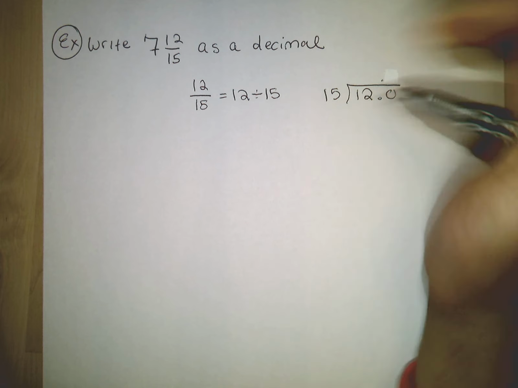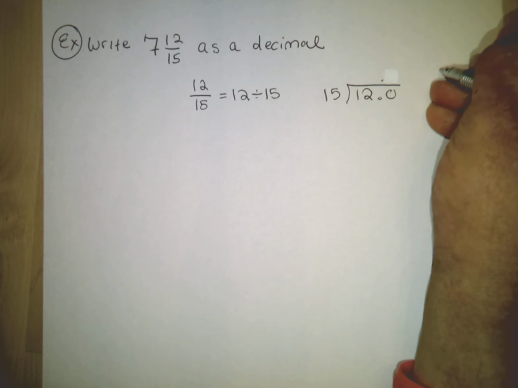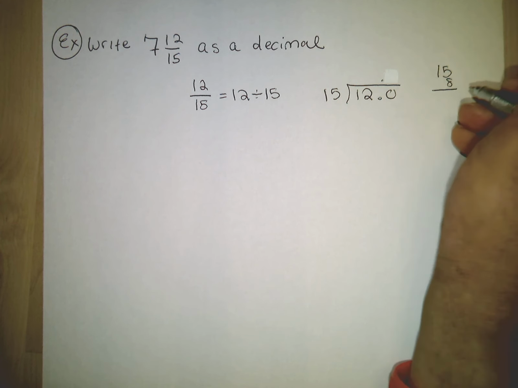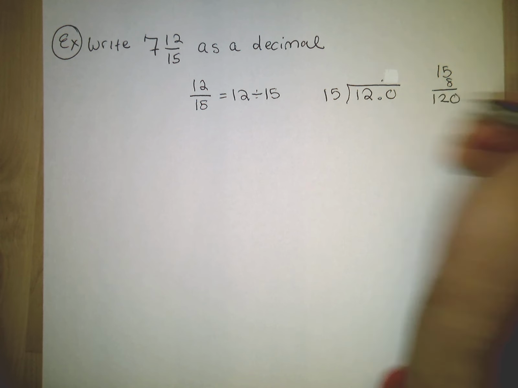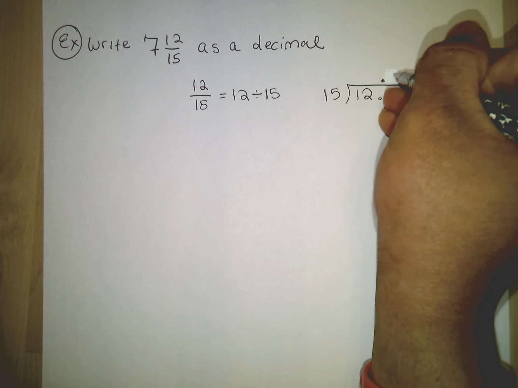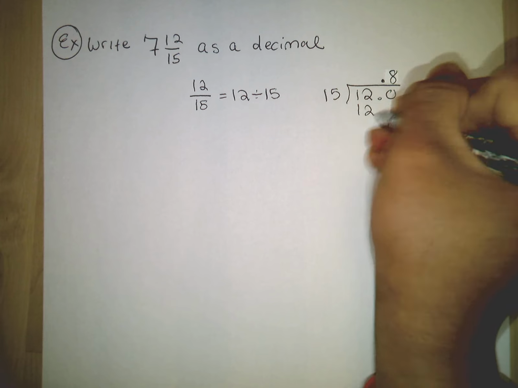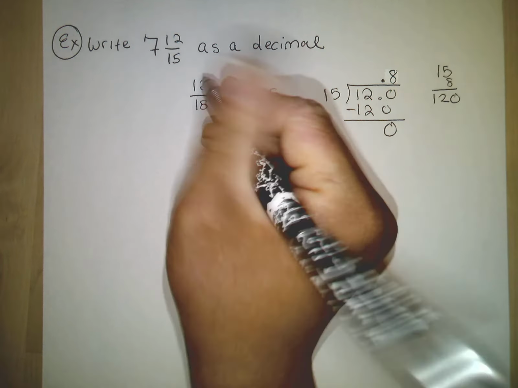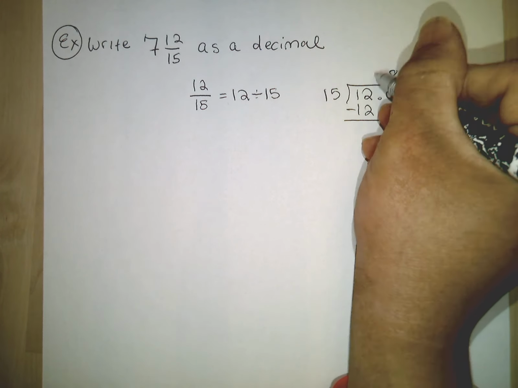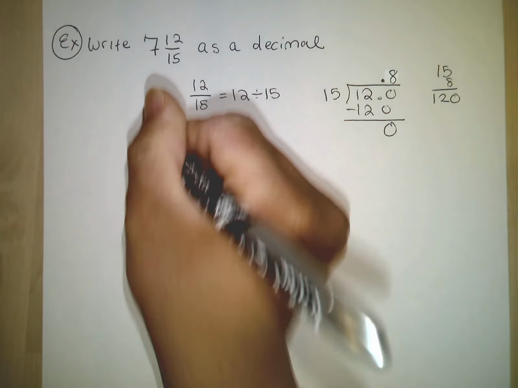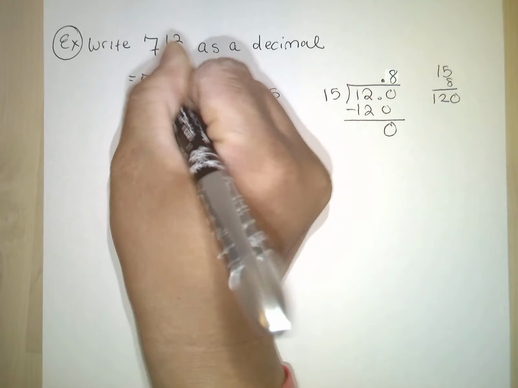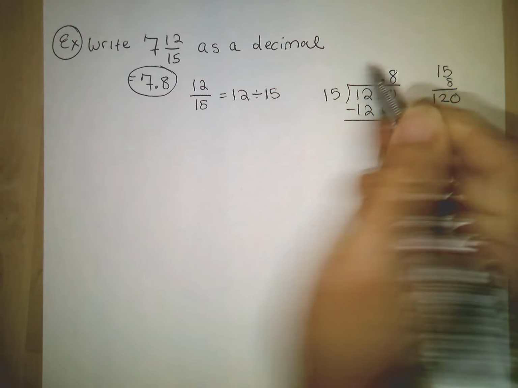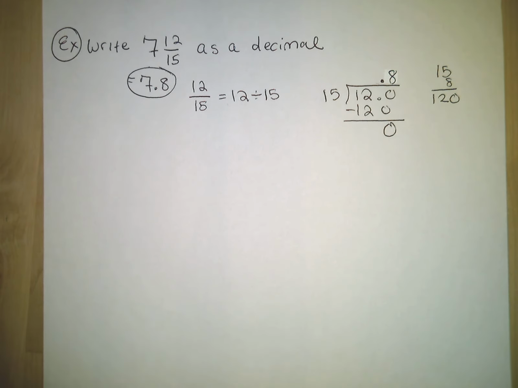15 goes into 120, well, 8 times, so 15 times 8 will be 120. I subtract that and I get a remainder of 0, and I'm done already. So the answer then is going to be 7.8. Now, let's try another one here.